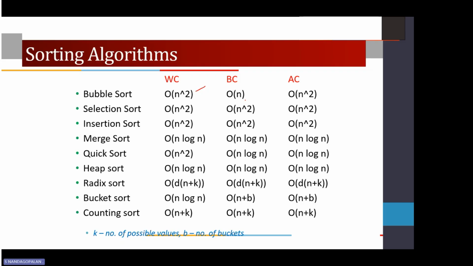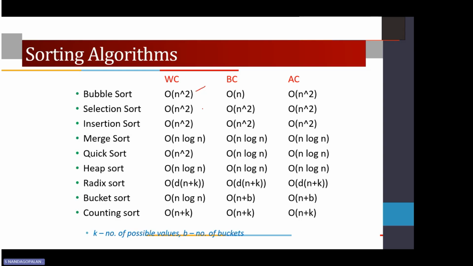Best case, the inner for loop is not executed at all because the input elements are already sorted, so there is no need for the double for loop. One single for loop will complete the job. So that's why it's of the order of n. That is the best case. But this may not happen always.